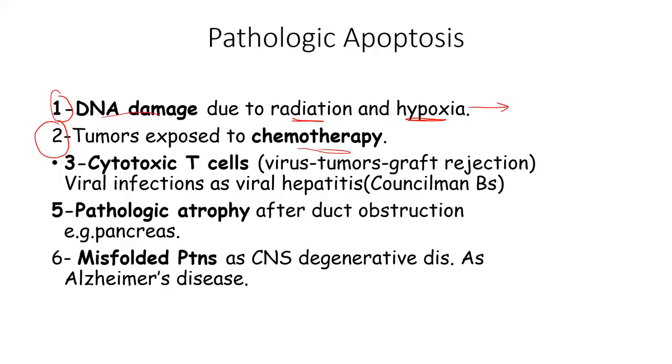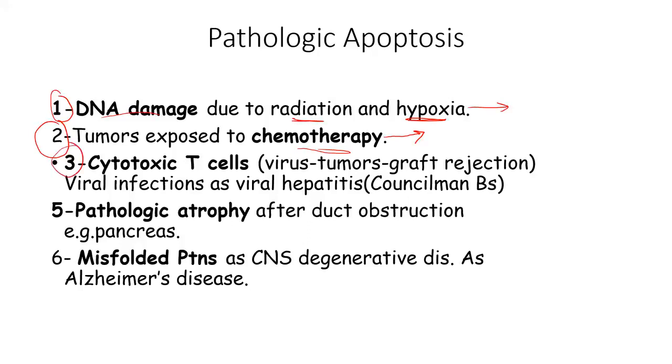Chemotherapy is the type of therapy that is given to patients with tumors. We have many types of chemotherapy and they work by different mechanisms. One of the mechanisms of chemotherapeutic drugs is by induction of apoptosis in tumor cells. So the tumor will regress in size or decrease in size by the use of this chemotherapeutic agent due to induction of apoptosis in the tumor cells.